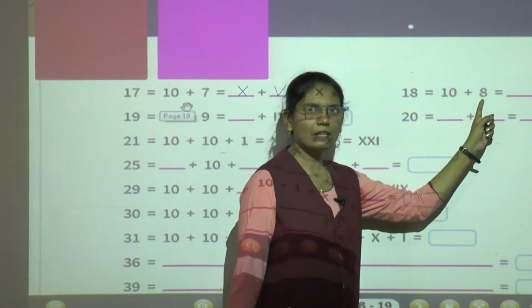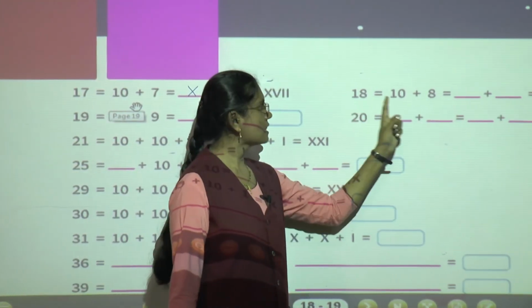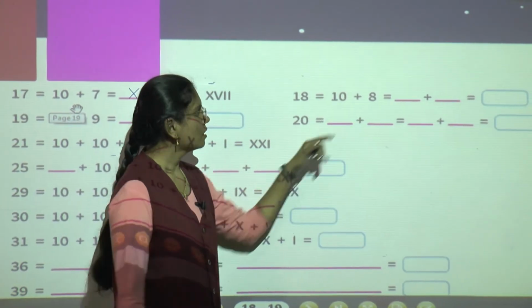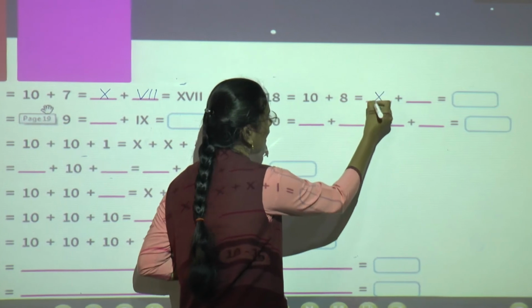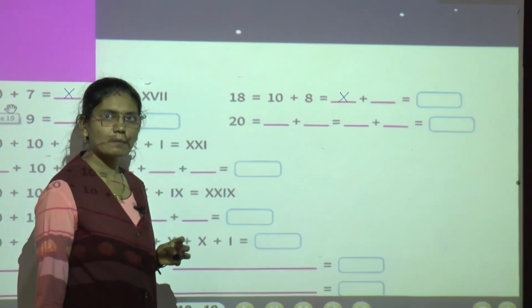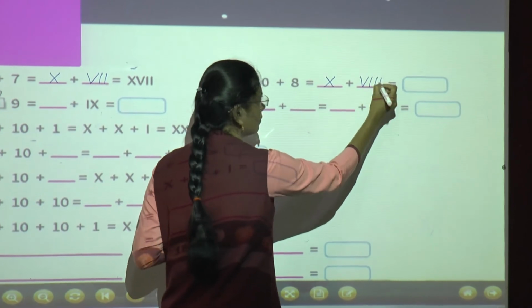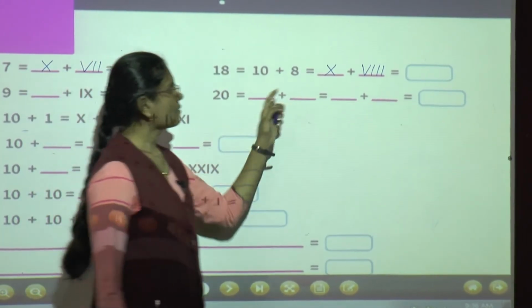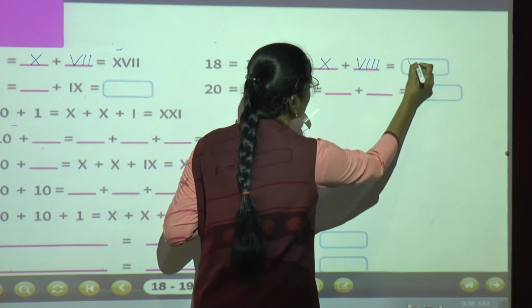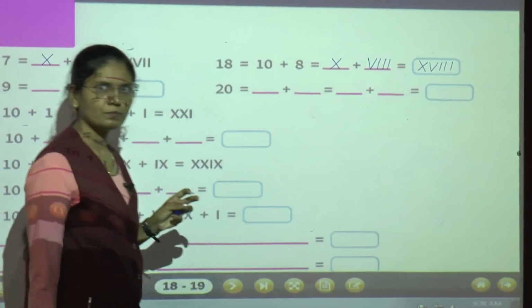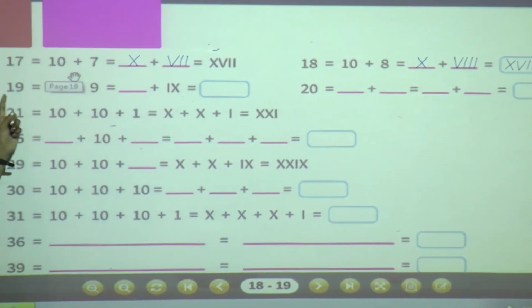Now the number is 18. Again split up the number in tens and ones. 18 is equal to 10 plus 8. For 10, what are you using? X. And for 8? VIII. Yes, very good. So 18 is equal to what? We will write our answer in the box: XVIII.